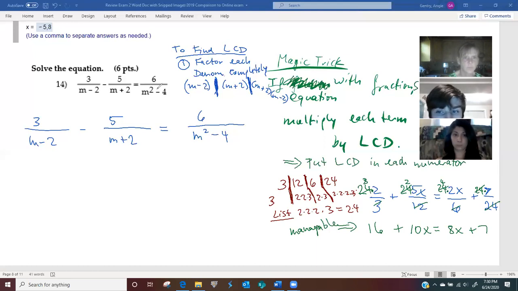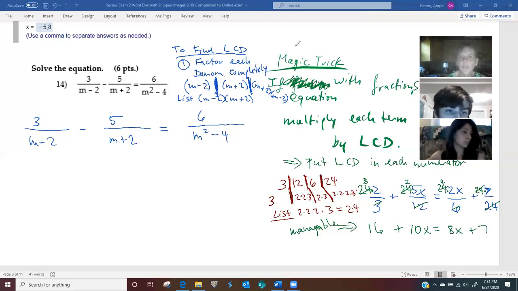This here, I see an m minus 2 once, I see it never, I see it once, I list it once. I see an m plus 2 once, I see it never, I see it once, I list it once. So if I were going to find my LCD, for the list, I have an m minus 2 and an m plus 2, that's it. You don't want to list every single one. But this fits into here and this fits into here, just like that 3 fits into 24 and that 2 fits into 24 and that 2 fits into 24, etc.